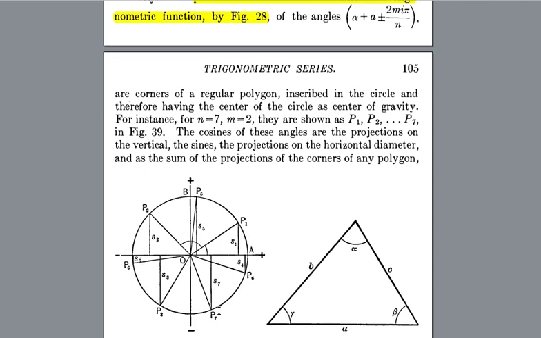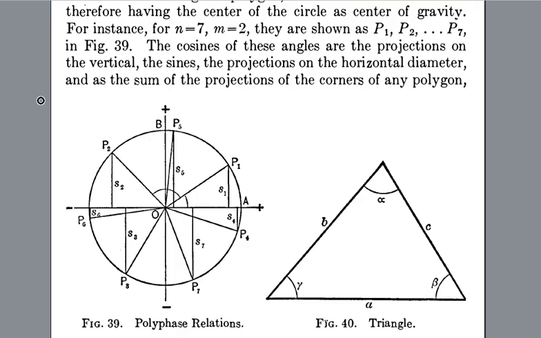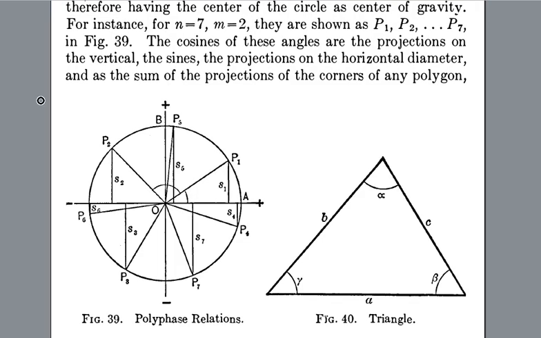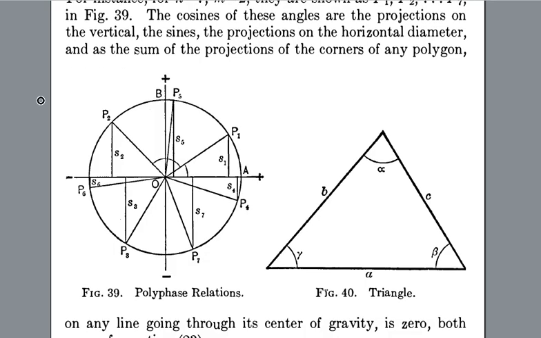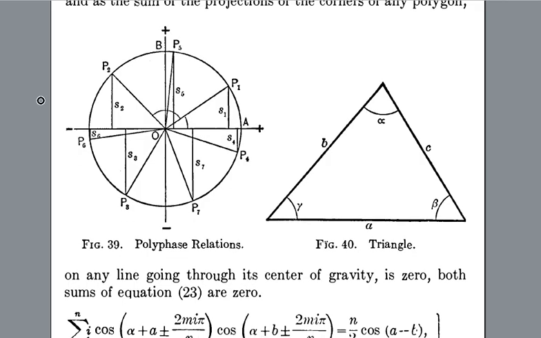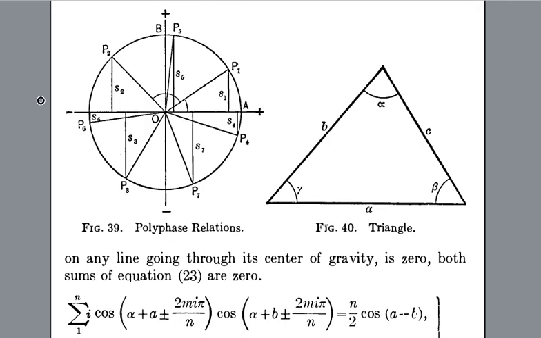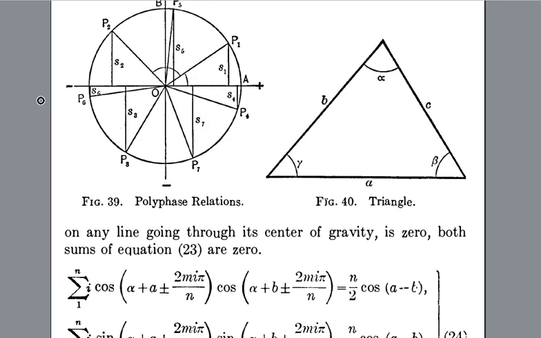in figure 39. The cosines of these angles correspond to the vertical projections of the vertices, while the sines correspond to the horizontal projections. Since the sum of the projections of the vertices of any polygon on any line passing through its center of gravity is equal to 0, the sums of the sines and cosines in equation 23 are 0. Additionally, the following relationships hold: the sum over I from 1 to n of the cosine of alpha plus A plus or minus 2 times m times I times pi divided by n, multiplied by the cosine of alpha plus B plus or minus 2 times m times I times pi divided by n equals n divided by 2, multiplied by the cosine of A minus B.